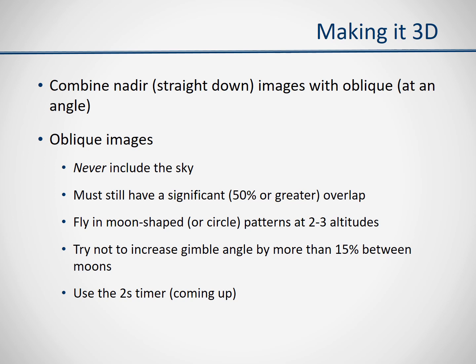I recommend flying moon-shaped or C-shaped or circle, if you have enough space, patterns at a number of altitudes. So you want to go maybe to 100 feet, 150 and 200 feet. And then as you change those altitudes, try not to increase your gimbal angle by more than 15%. So if you find that you're changing altitude and you're so close to the object that you need to change your gimbal by more than 15%, then you're too close. And then I'll talk a bit more about the 2-second timer at the end here, but that's a great way to get these images manually.